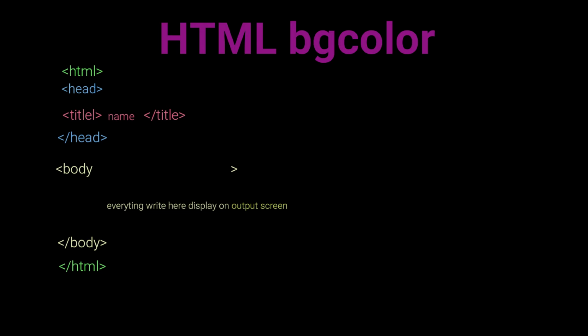Now, we put bgcolor inside the body tag, between the less than and greater than symbols. Write bgcolor and press equal, after that put inverted commas. At last put the color name inside the inverted commas.